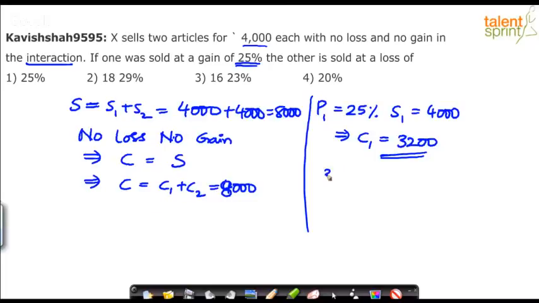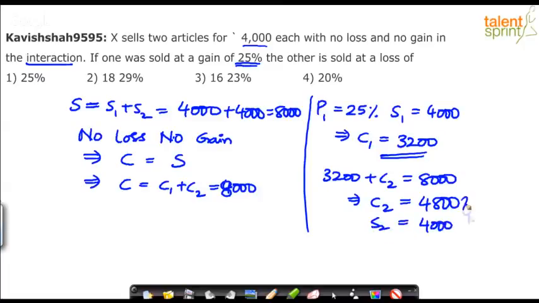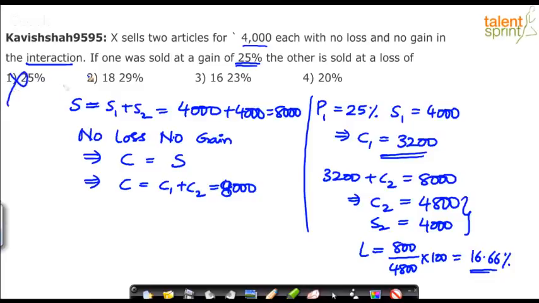Now substitute this C1 back. So we can say 3,200 plus C2 equals 8,000. Implies C2 equals 4,800. What is S2? 4,000. Implies what is the loss? You're getting it? Loss on 4,800. If one was sold at a gain of 25%, the other is sold at a loss of, the loss is 800 rupees on 4,800. So 16.66%. None of the options are correct here. Option 1 is wrong, option 2 is wrong, option 3 is wrong, option 4 is also wrong. Answer is option 5, 16.66%. Are you able to follow, Kavish?